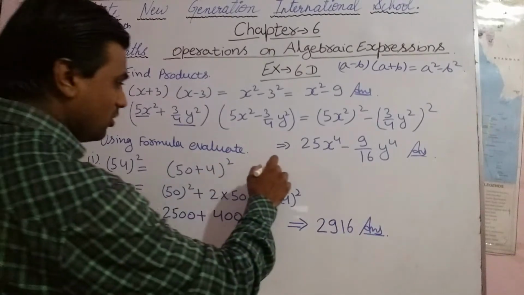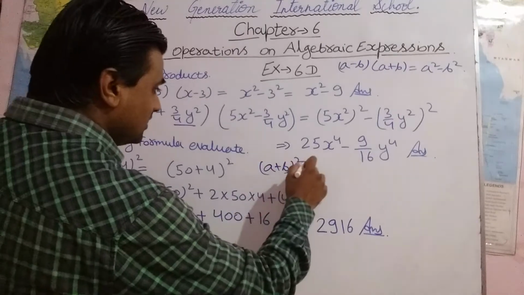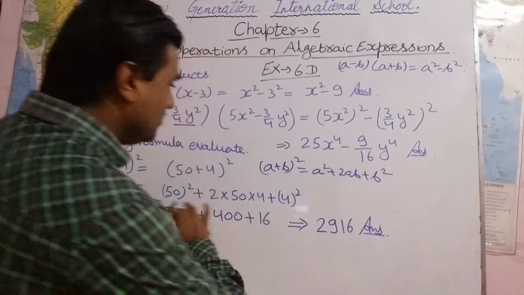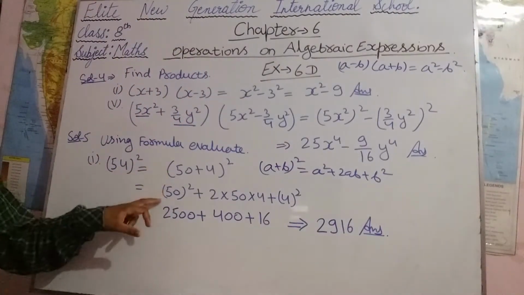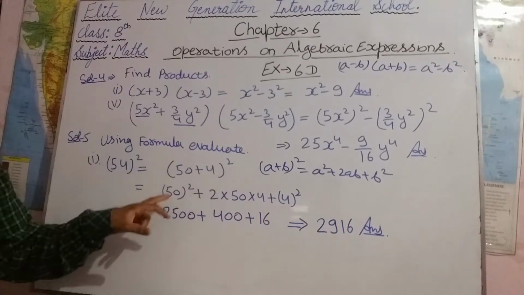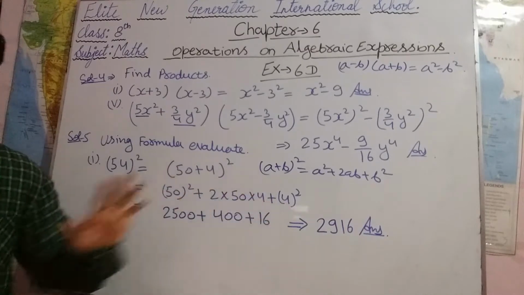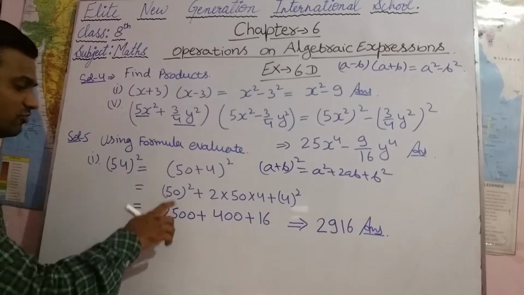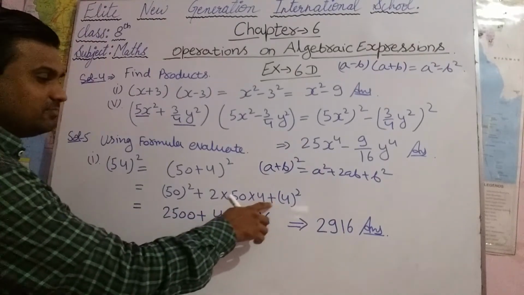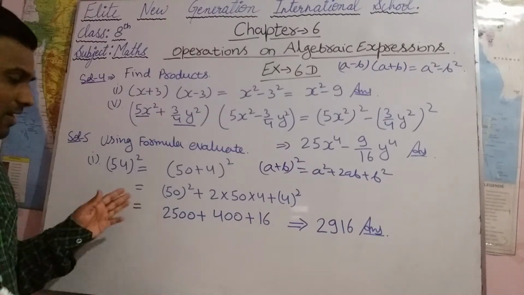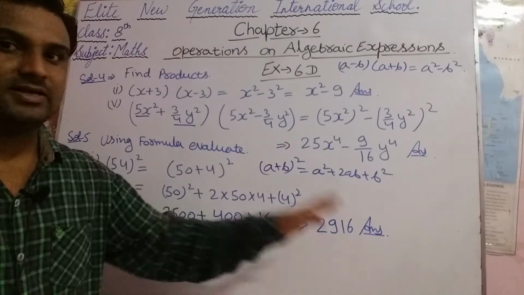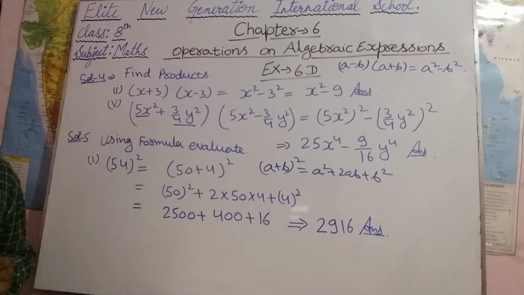Now by using the identity a plus b whole square equals a square plus 2ab plus b square, we can solve this. So here 50 square plus 2 into 50 into 4 plus 4 square, as a plus b gives a square plus 2ab plus b square. By solving, 50 square will be 2500, plus 2 into 50 into 4 will be 400, and plus 4 square will be 16. Now by adding 2500 plus 400 plus 16, it will be 2916. So 2916 will be the answer.